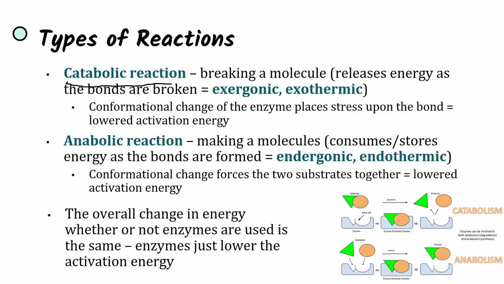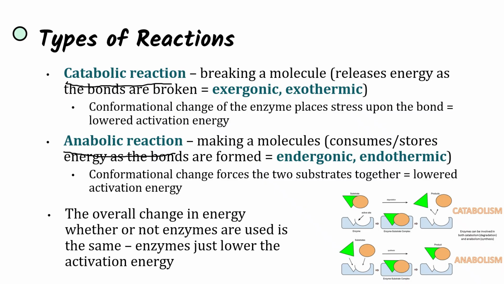An anabolic reaction, on the other hand, is making a molecule. It's forming a bond. It's going to consume and store energy within the bond as the bonds are formed. And this is an endergonic reaction or endothermic. It's storing heat. And the conformational change forces the two substrates together, again lowering the activation energy of the bond formation. And the overall change in energy, whether or not enzymes are used, is the same.